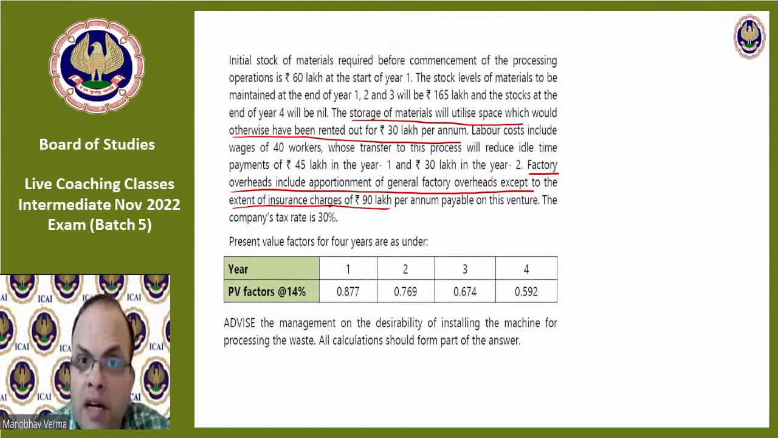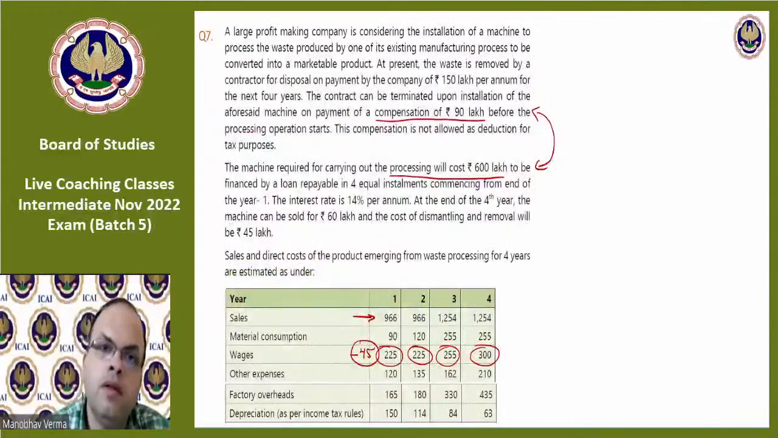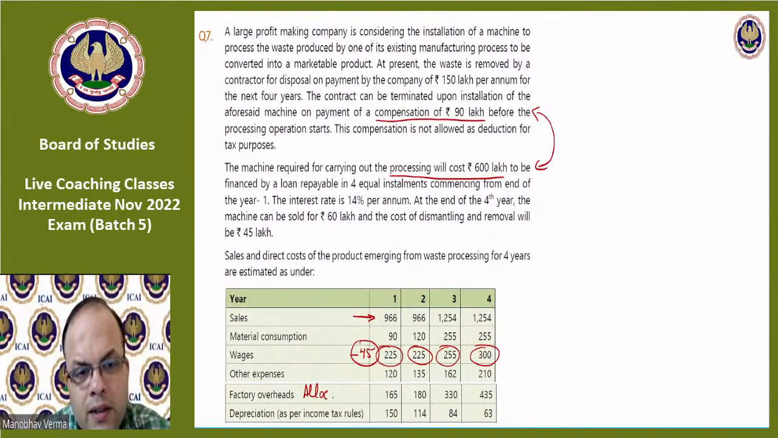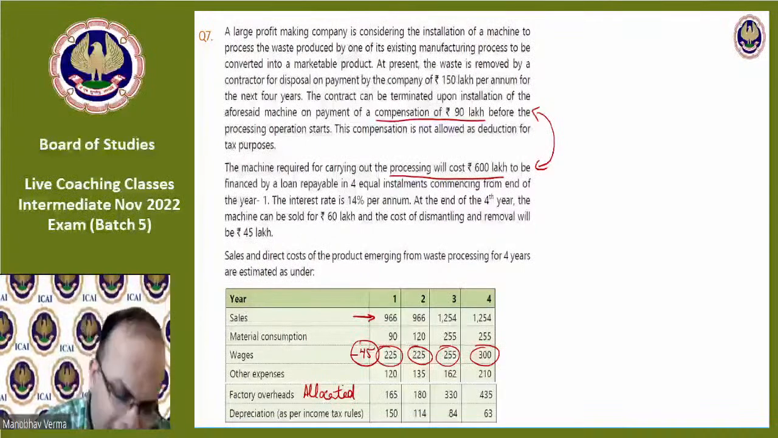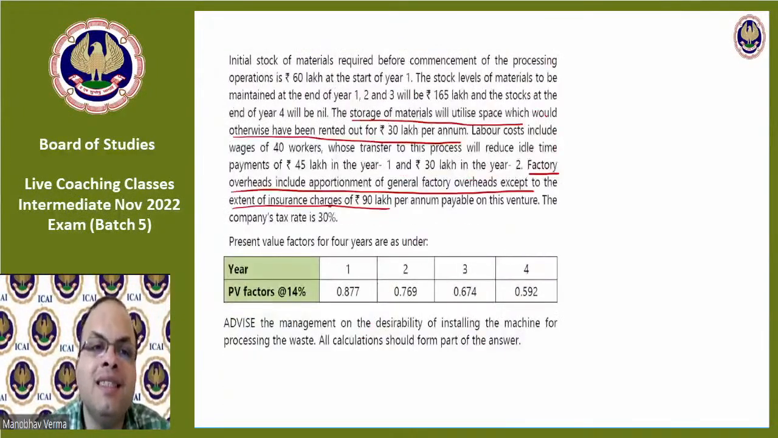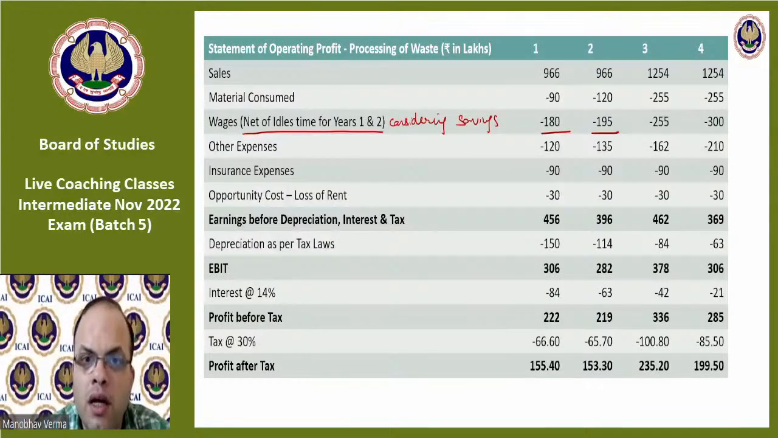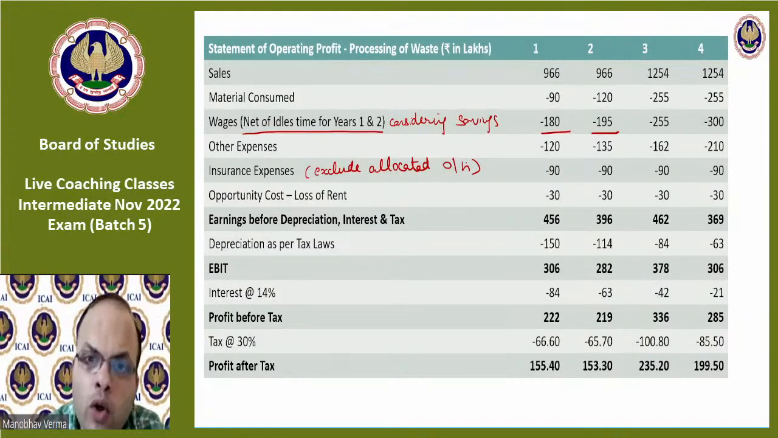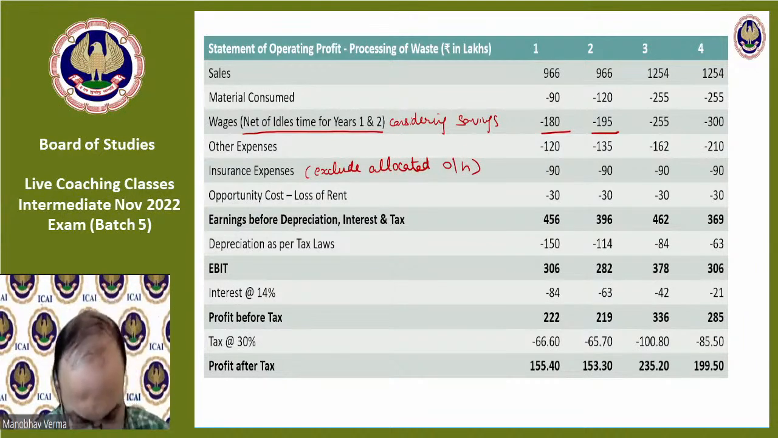Should we include the entire factory overhead? These are allocated, right? I would only include that part of the overhead which is additionally incurred for this project. That is 90 lakhs of insurance. And that's what we have done. So the other allocated factory overheads are excluded. We're only talking about 90 here, the insurance.